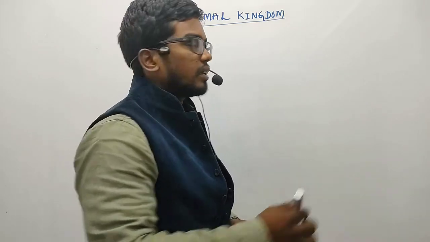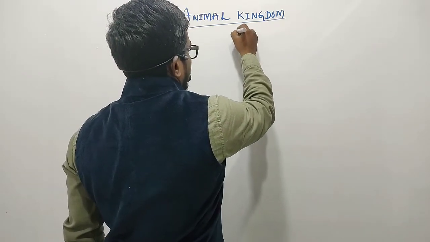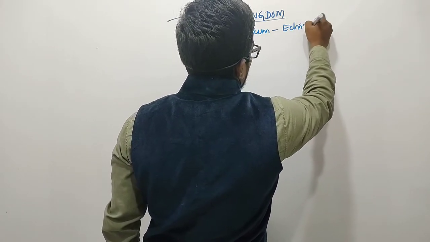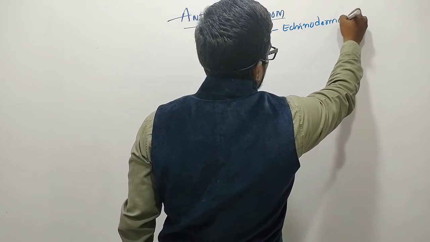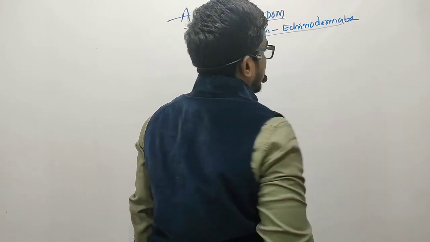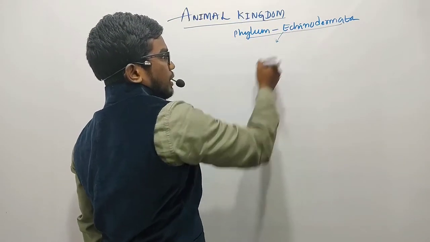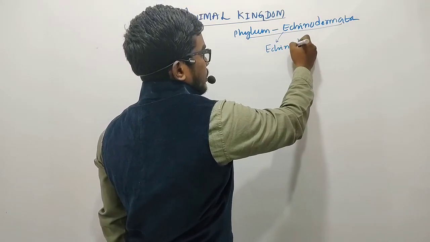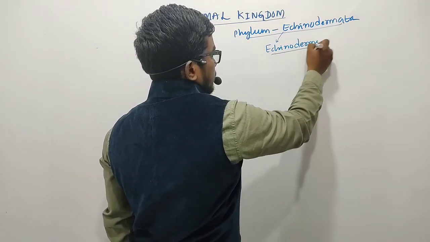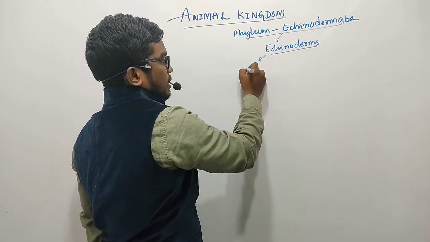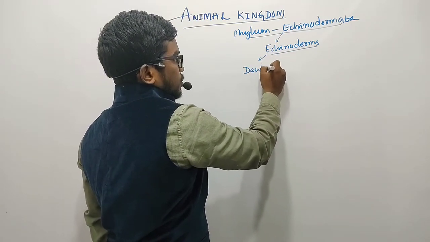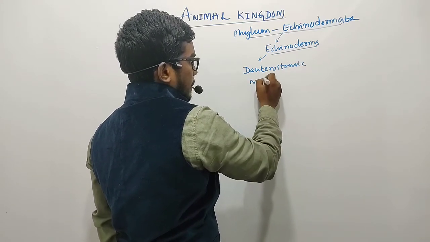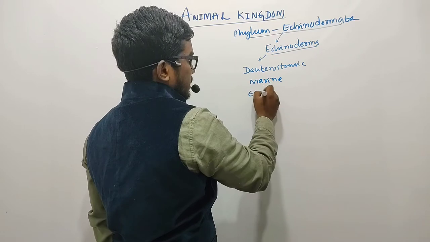Dear students, next phylum we have is phylum Echinodermata. Let me tell you that the organisms belonging to this phylum are generally referred to as echinoderms. These echinoderms are deuterostomic, marine, eucoelomate animals.